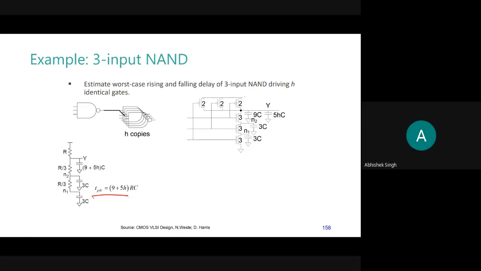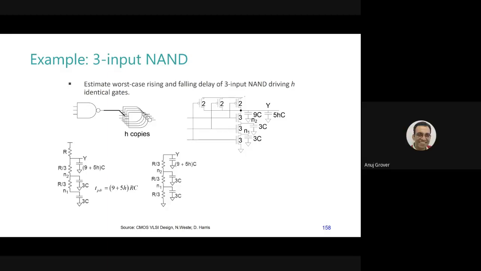Sir, we are only taking one PMOS as on every time. Yeah, because only one NMOS is off, and therefore only one PMOS is on. That is the worst case for the rising delay. Okay, sir. So this is what it is. Are you with me till here? That the rising delay will be (9 plus 5H) into RC? Yes, sir.